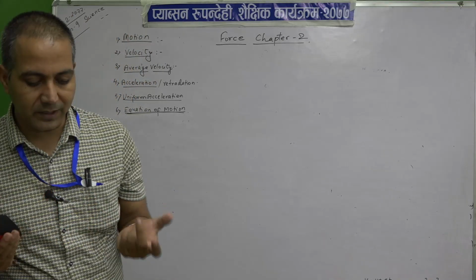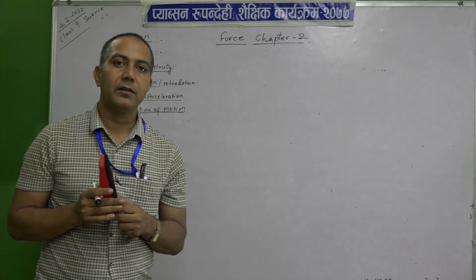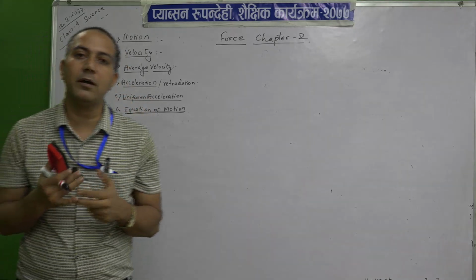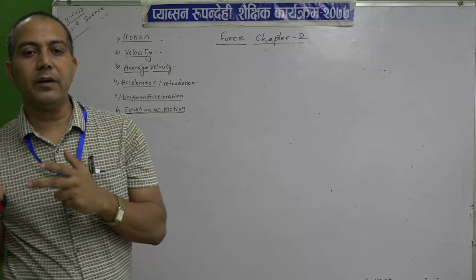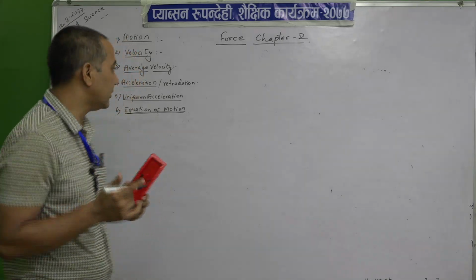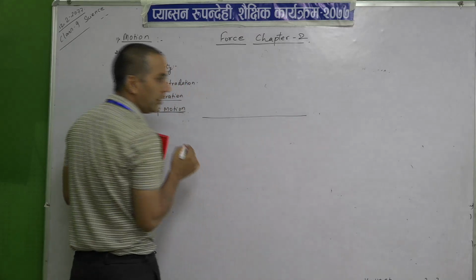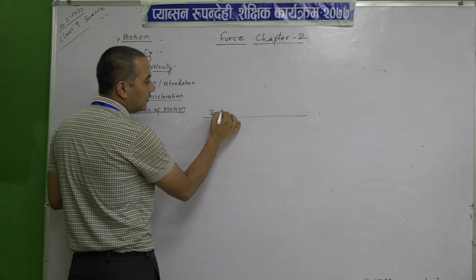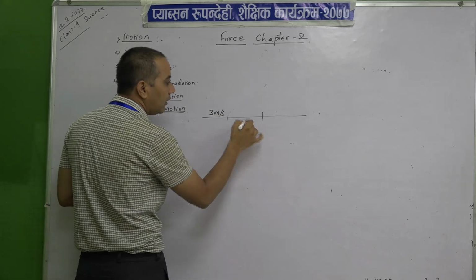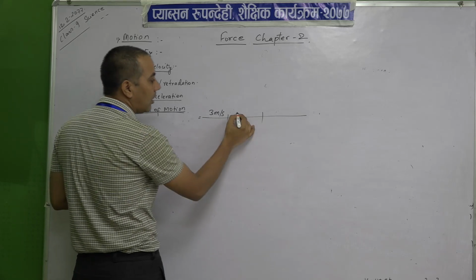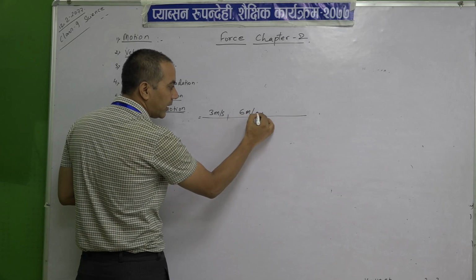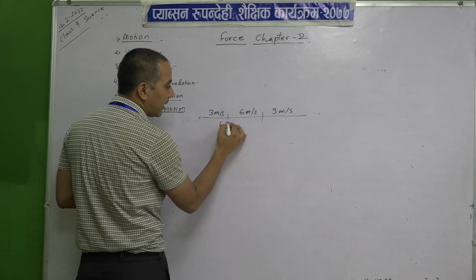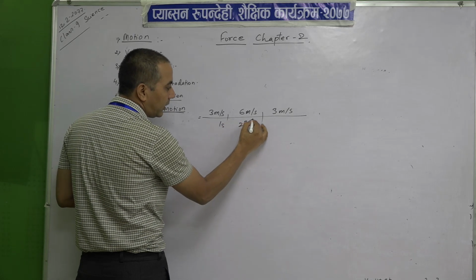So, what does average speed mean? It is the average when an object covers a particular distance with different velocities or speeds. For example, when it travels with a speed of 3 meter per second, then 6 meter per second, then 3 meter per second, in the first second, second second and third second.